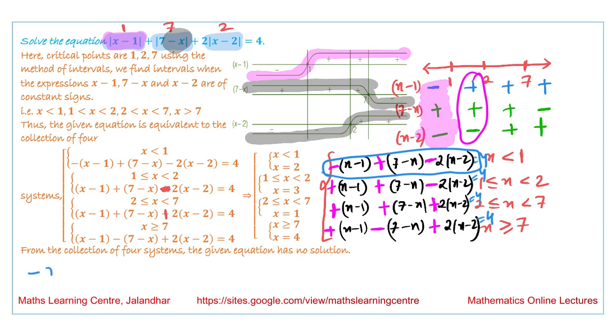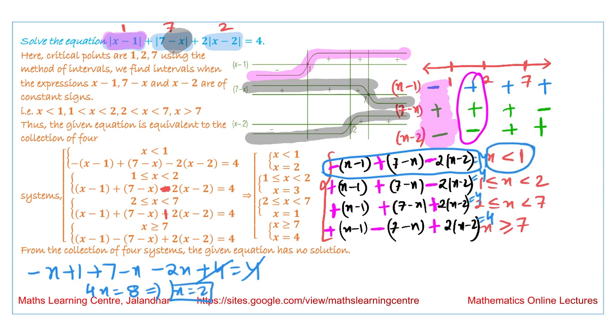So the first equation will be minus x plus 1 plus 7 minus x minus 2x plus 4 is equal to 4. This 4 gets cancelled, and we are left with 4x is equal to 8. This implies x is equal to 2. But the condition we have is that x is less than 1. The answer we are getting is x is equal to 2, which contradicts the condition.